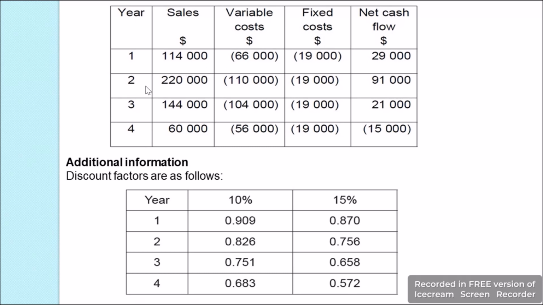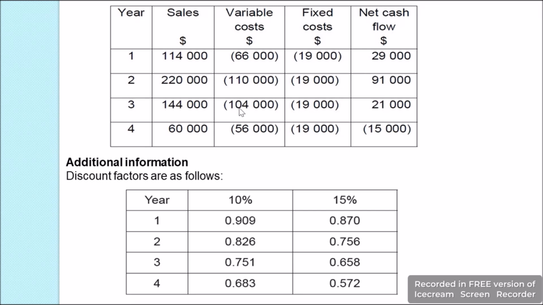In year 2 we have the sales as $220,000, and the variable cost, which we calculated, was $110,000, and the fixed cost, which was given, was $19,000. So when we subtract the variable cost and the fixed cost from the sales, we get the net cash flow as $91,000. In year 3 we have sales as $144,000.